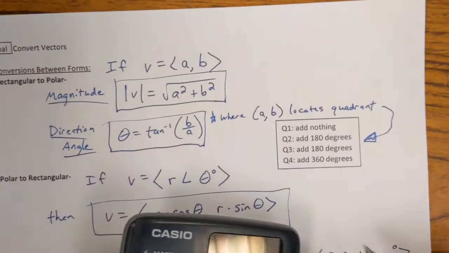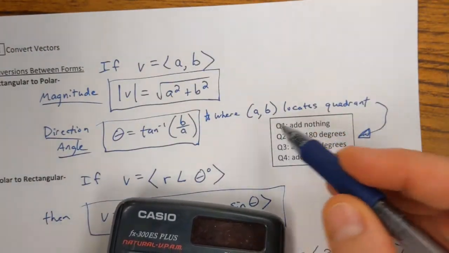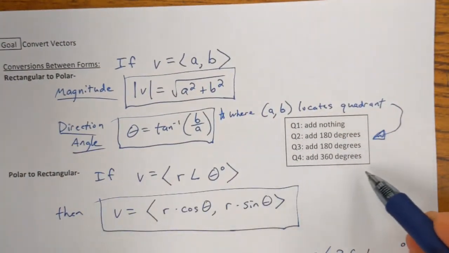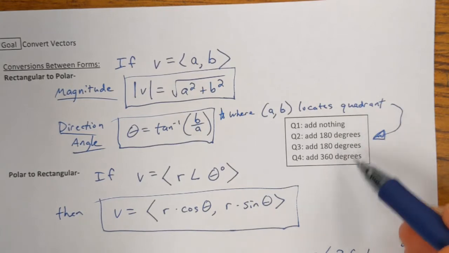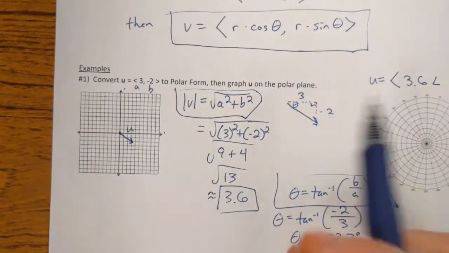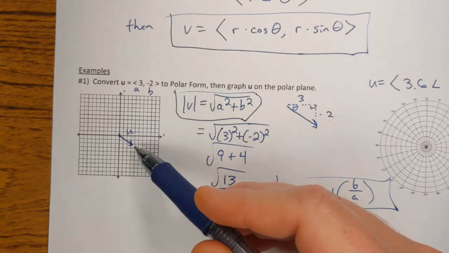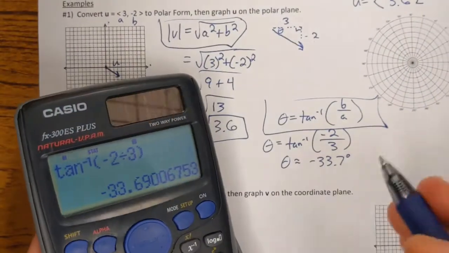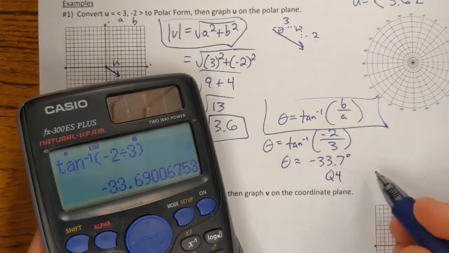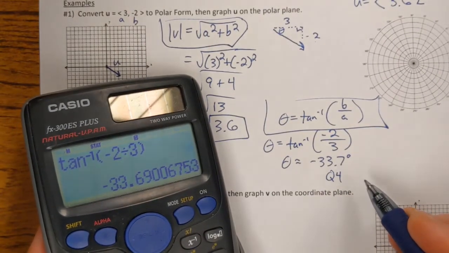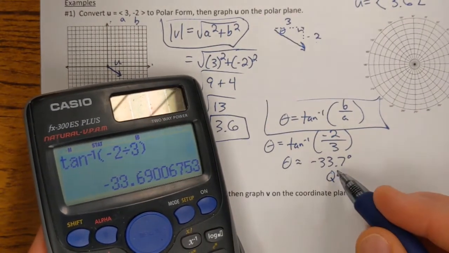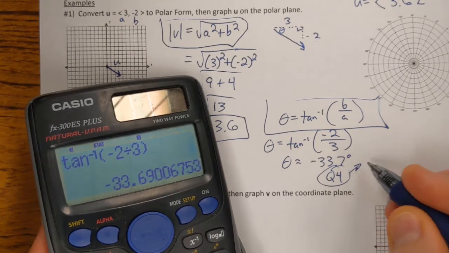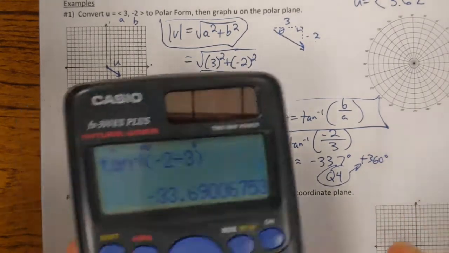Here's where this little chart comes in handy. Depending upon what quadrant your vector falls in, there's certain rules you have to follow. Now, our vector, of course, fell in quadrant 4, so the rule is we need to add 360 degrees to this result. We got -33.7 degrees. Since that's in quadrant 4, we're going to add 360 degrees.